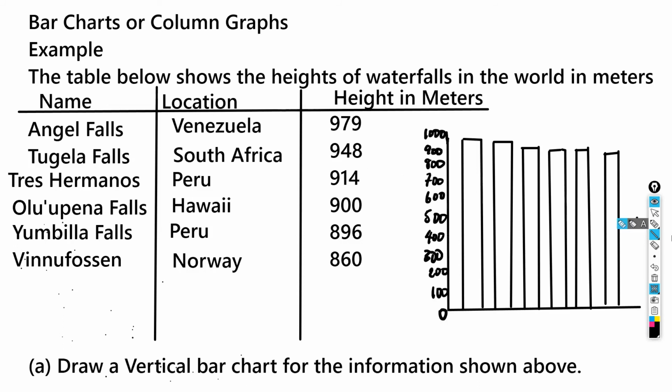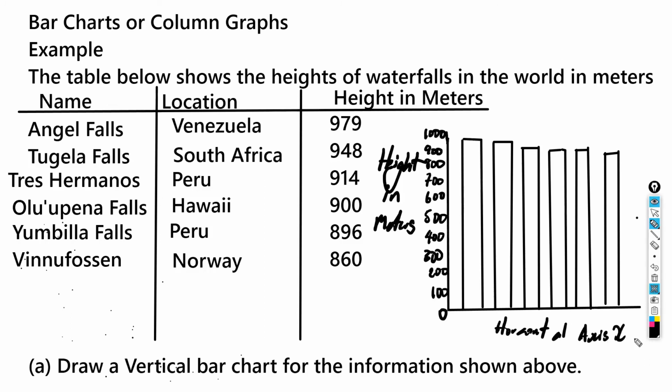And this on the left side here should be labeled height in meters, right? Let me just draw that for you. This here is the height in meters, and this is just the horizontal axis, which is your x-axis, right? And here should be a y-axis, which is labeled height in meters. And this is the answer, guys. So this is how it's supposed to look.